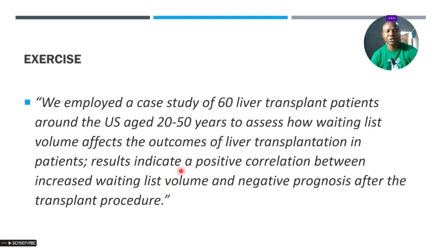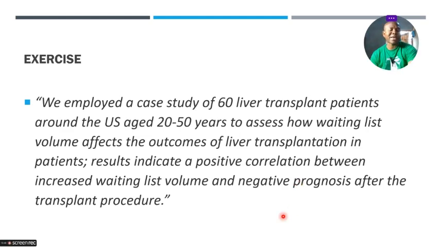You see, this is an example of a working title. We employ a case study of 60 liver transplant patients around the US aged 20 to 50 years to assess how waiting lists vary and affect the volume of liver transplants in patients. Results indicate a positive correlation between increased waiting list volume and negative prognosis after the transplant procedure. This is a very good example of a working title. It does not have to be perfect. You just have to make it work. Now, from this, you can begin to tune it down. You can begin to prune it to have the final title.